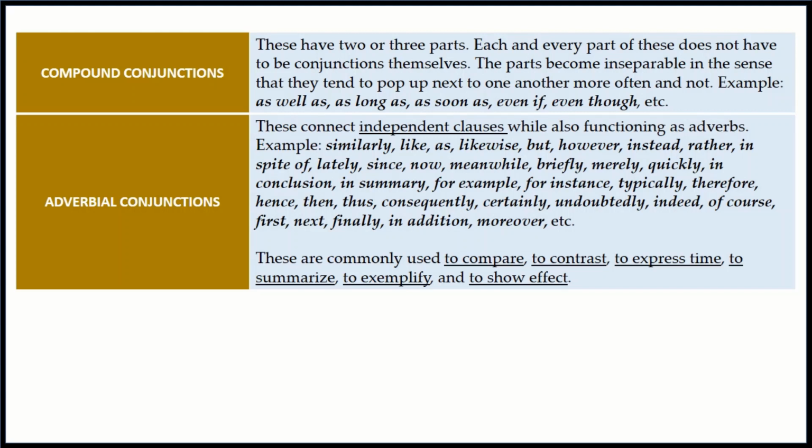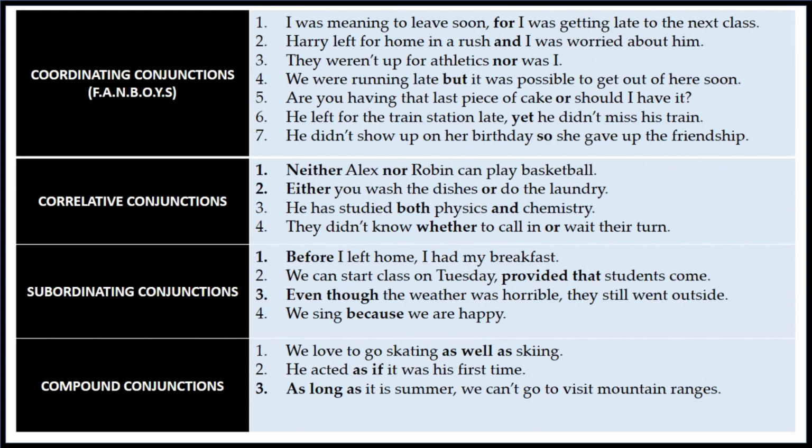Now let's look at some examples so that our concept can become more clear. So let's move on. First of all, coordinating conjunctions, the fanboys. For example, I was meaning to leave soon, for I was getting late to the next class.